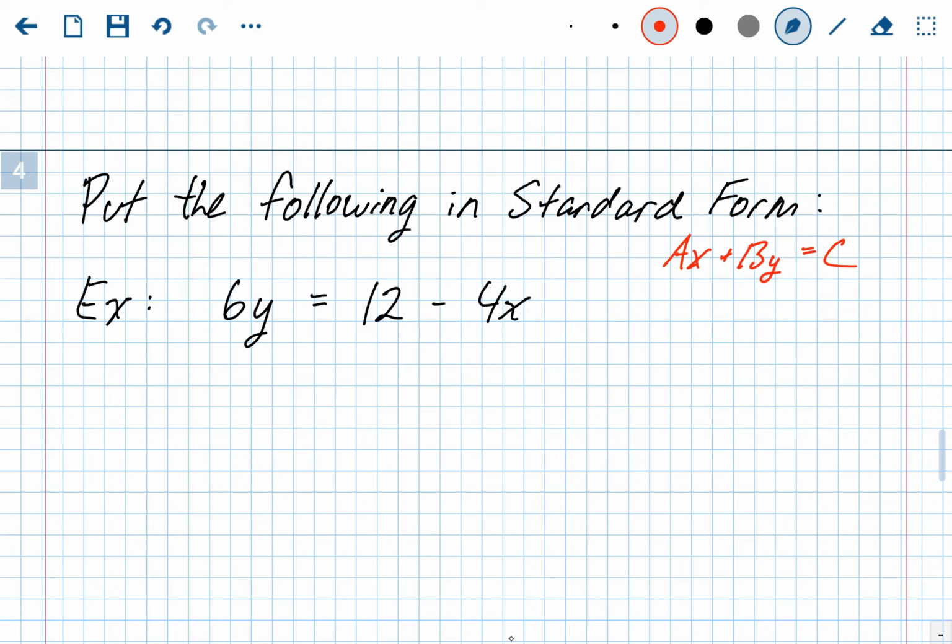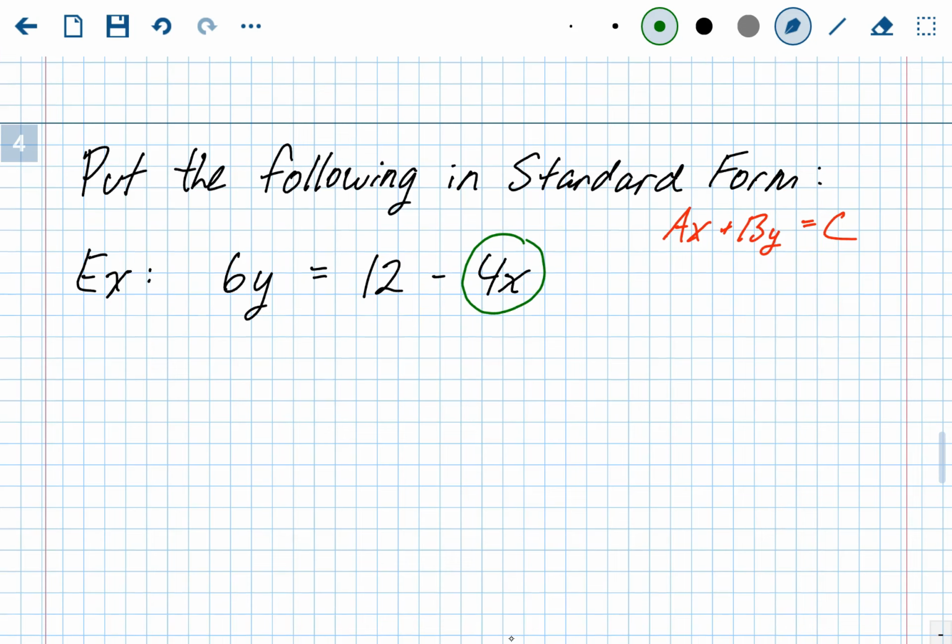Alright, so we have 6y equals 12 minus 4x. All of the variable terms should be on the left side. So, what do we have to move first? Well, we got this 4x term on the right side. That has to be on the left side. So, first thing we should do is to move that 4x term to the left side. Same skills we did when we were solving equations and literal equations. We're just moving things around. Now we got 4x plus 6y equals 12.